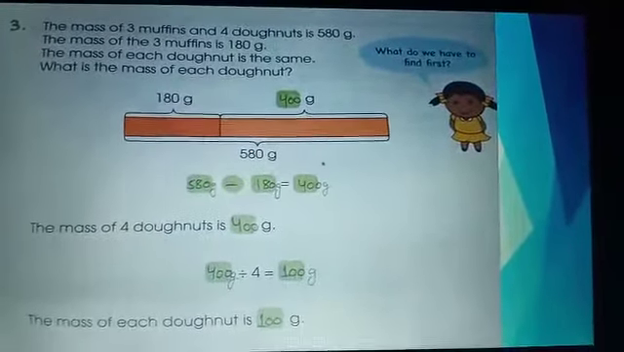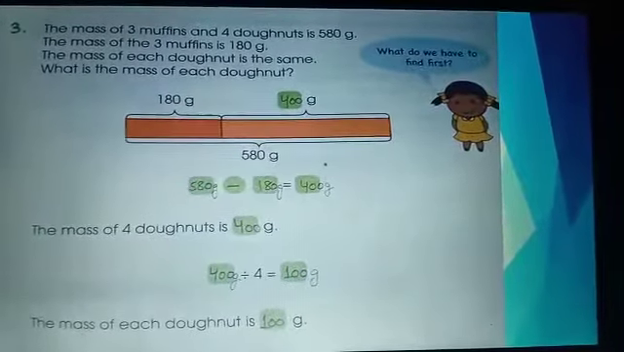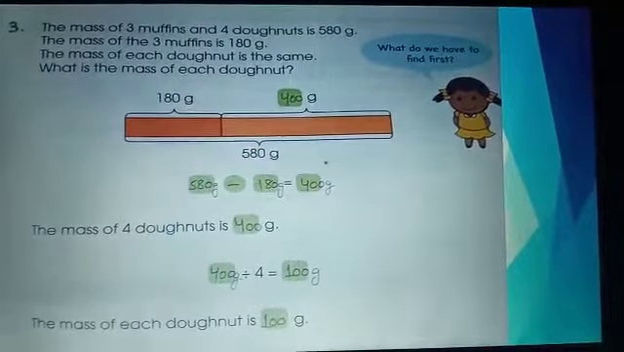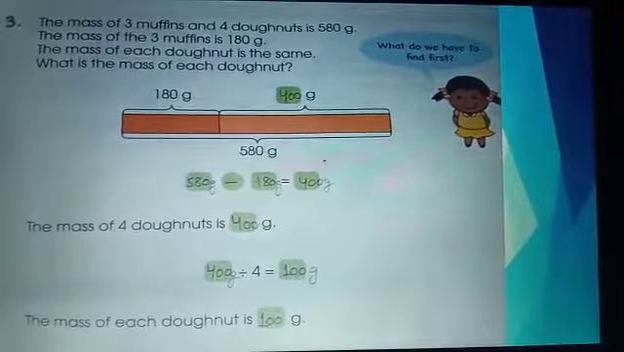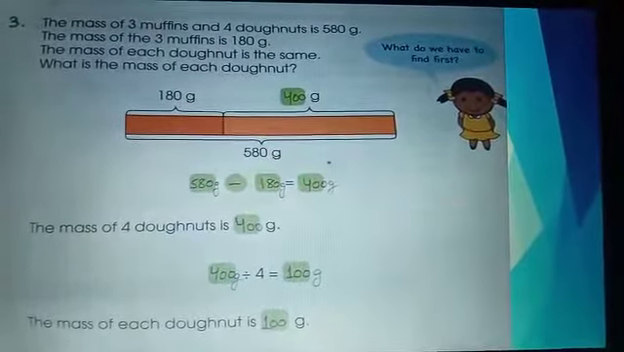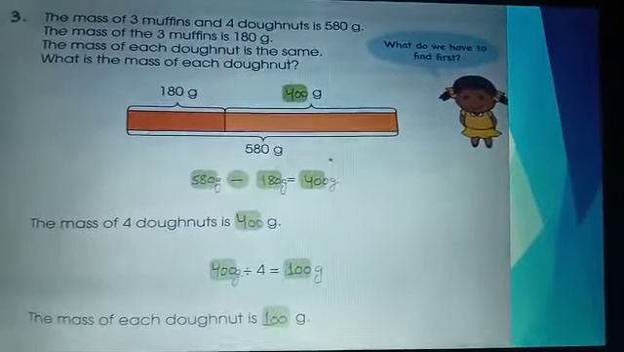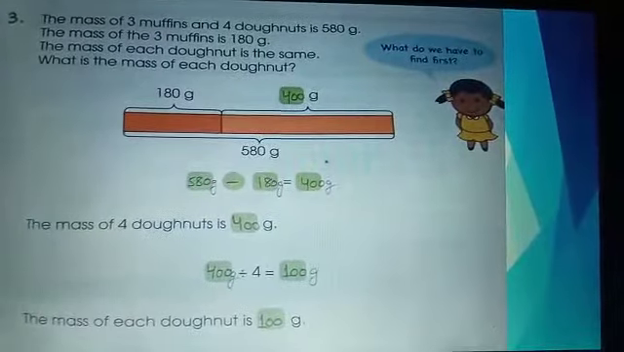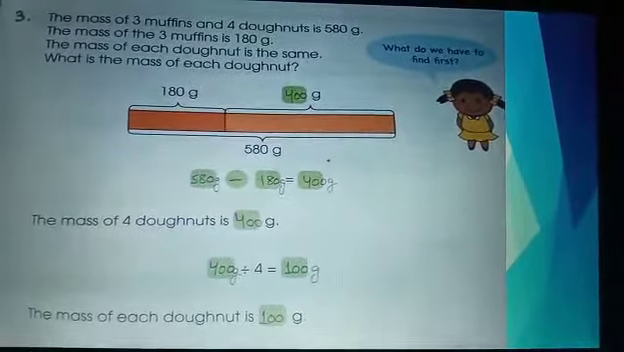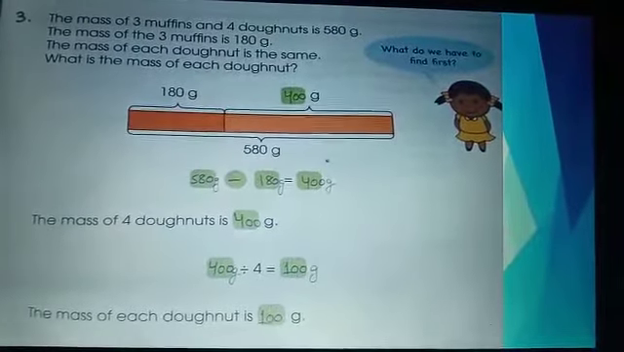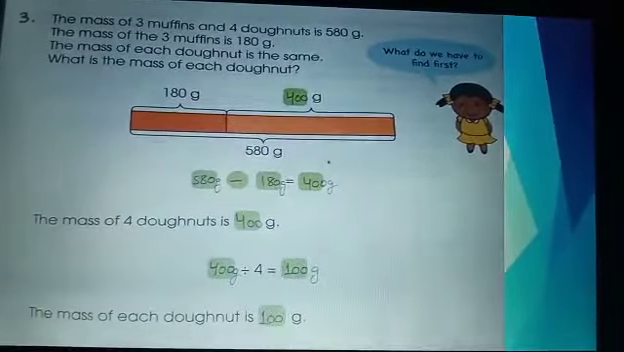In the next problem, the mass of 3 muffins and 4 donuts is 580 gram. The mass of the 3 muffins is 180 gram. The mass of each donut is the same. So what is the mass of each donut? What do we have to find first?